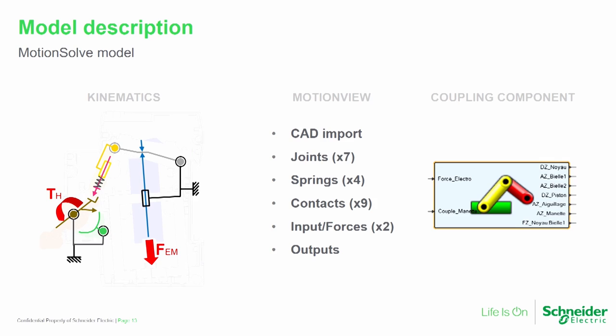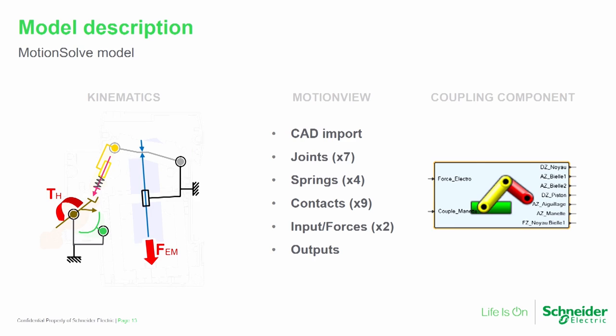Then you define your input forces. For us, of course, it's the electromagnetic force from the Flux calculation on the mobile core of the actuator, and the resistive torque from the handle. Then you define your outputs, so you can define any outputs you want, of course: displacement, velocity, acceleration, anything you need for your analysis.